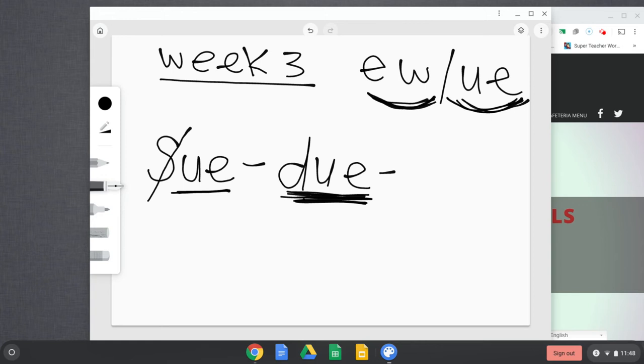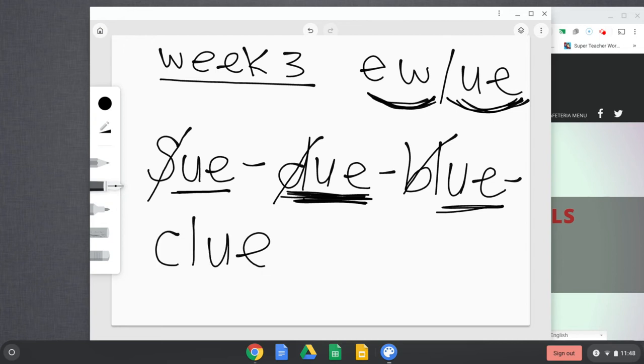Okay. Let's change the D to a b-l. This is a blend. Let's change the D to a b-l. Blue. Very good. And using the UE in blue, that's the color blue. One more word in this chain. Ready? Let's change blue to clue. And what word do you have? Clue. Very good. Since you guys are spending lots of time at home, maybe you have the game Clue that you could play. Or I need a clue to solve a mystery.